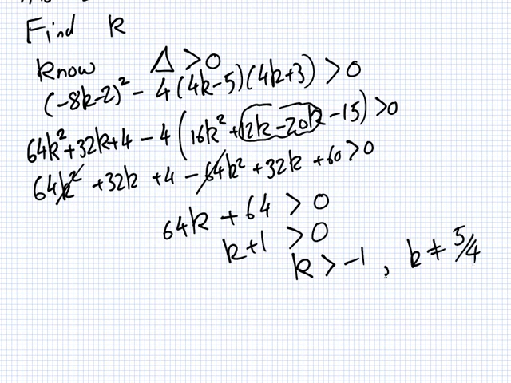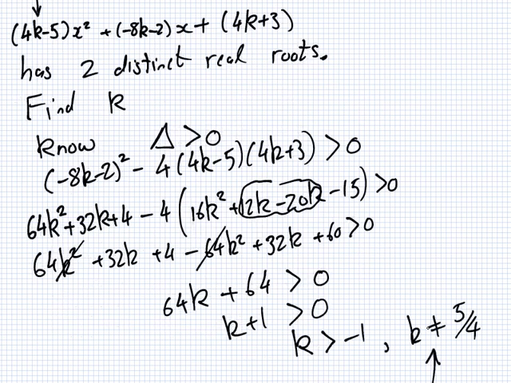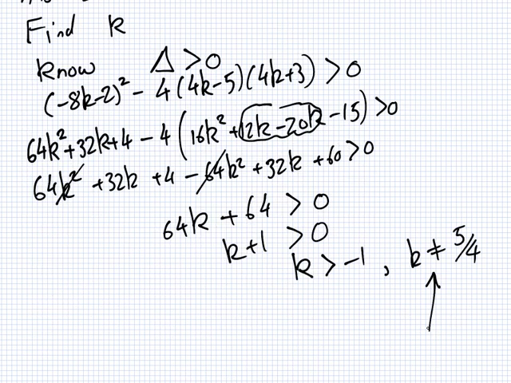Now, this is worth looking at, because if it was 5 over 4, we wouldn't have a quadratic. What would we have? It'd be a linear, because the x squared part is 0. So I just want to graph what's happening here. I think it'd be worth seeing. I'll just give you a second to write this down, and then I'm going to do some graphs.